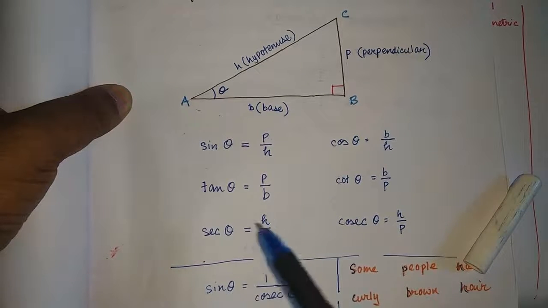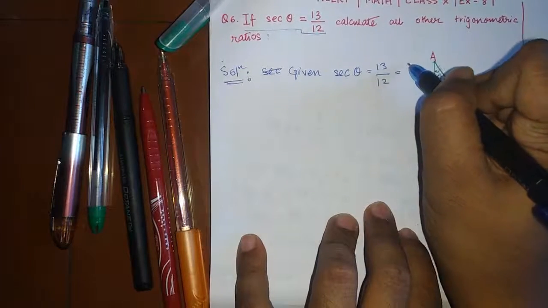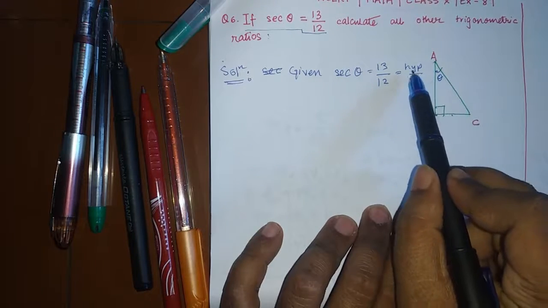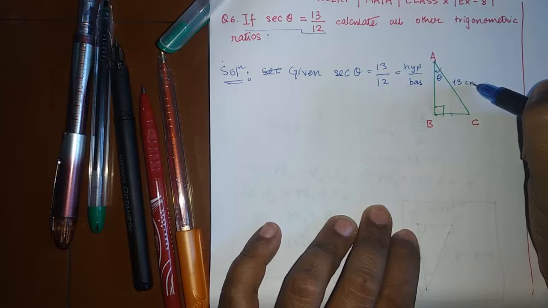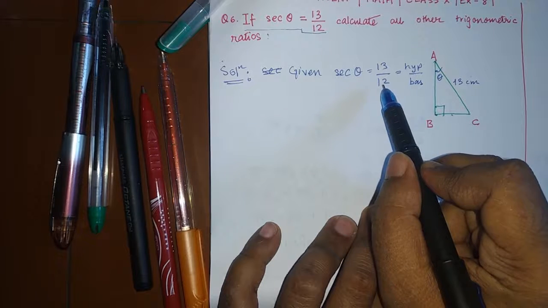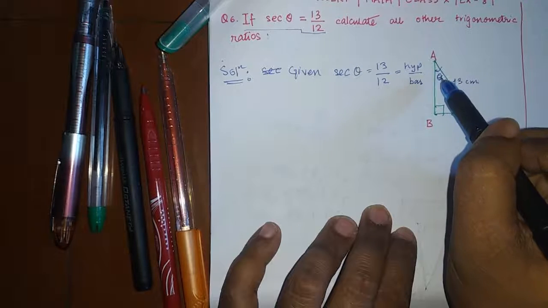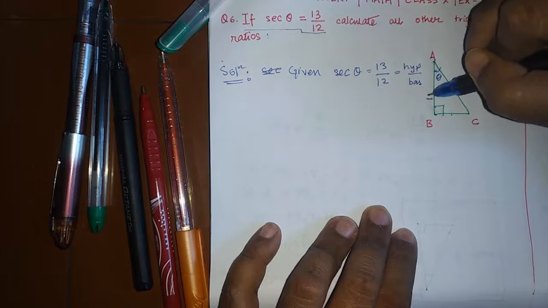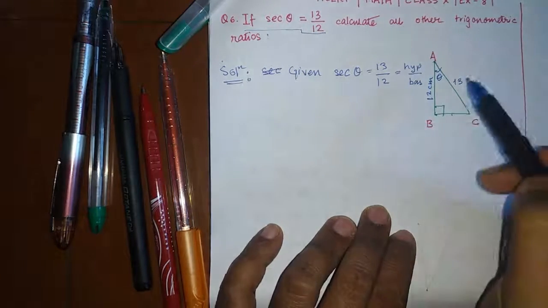What is the value of sec theta? What's written here? It is hypotenuse by base. So we write equals to hypotenuse by base. So we take the length of hypotenuse as 13 centimeter, and we take the length of base as 12 centimeter. What will be the base here? The side adjacent to the given angle, which is AB. So it is 12 centimeter. I am writing vertically because there is less space. 13. And you have to find all the other trigonometric ratios with this.